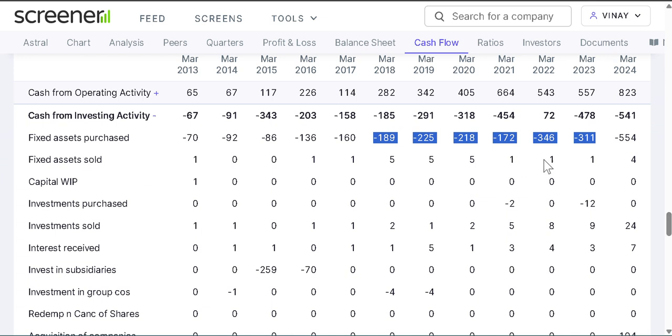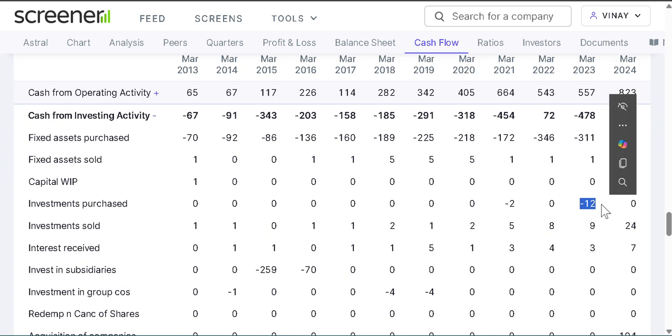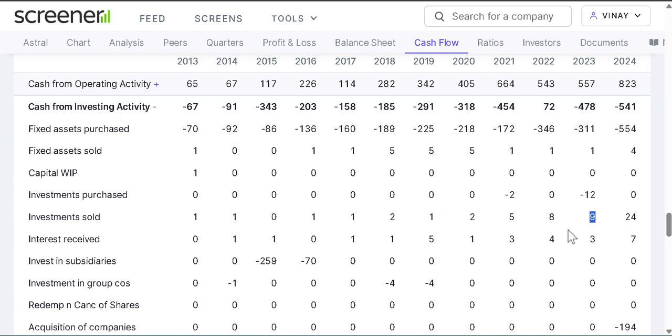Fixed assets sold. If any company is in distress, this figure will rise and the ultimate figure of investing will come as positive. So it is not a good sign if these fixed assets sold are more than the assets purchased. Now then some investment purchase, they must have bought some bonds or shares of another company. Investment sold, this may be profit booking. These are all small amounts, so we should not bother much.